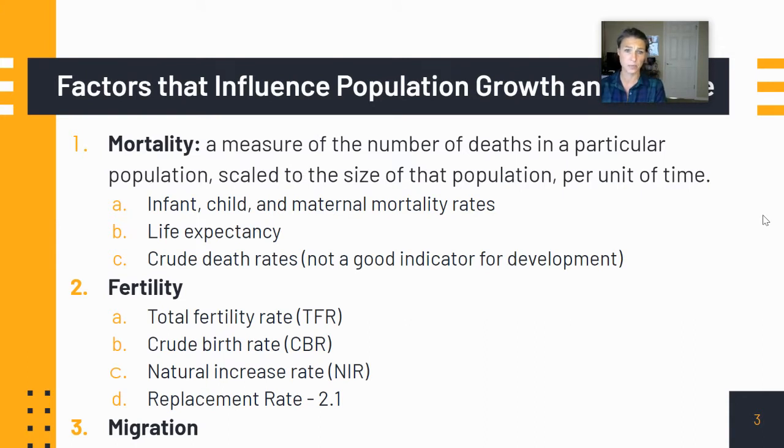Fertility is the same thing. You can look at total fertility rate, which is the number of babies born to any woman during her fertile years. Or you can look at crude birth rate, just the number of babies being born out of 1,000. Natural increase rate is the one that we're going to rely on a lot over the course of this unit because it takes into consideration birth rate and death rate, which you'll see on the next slide.